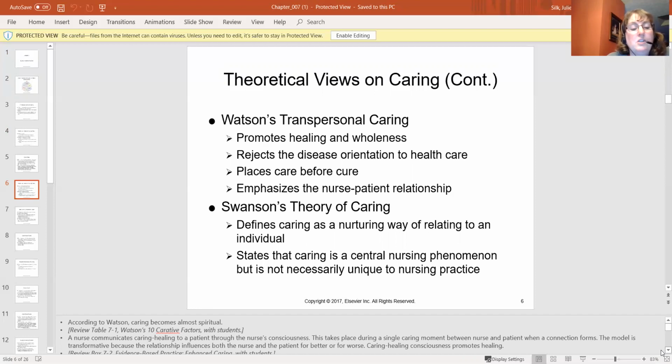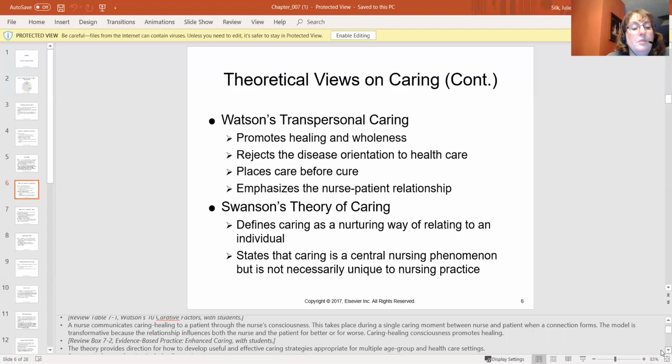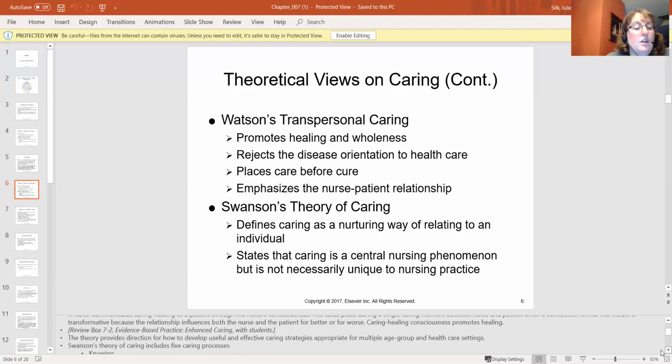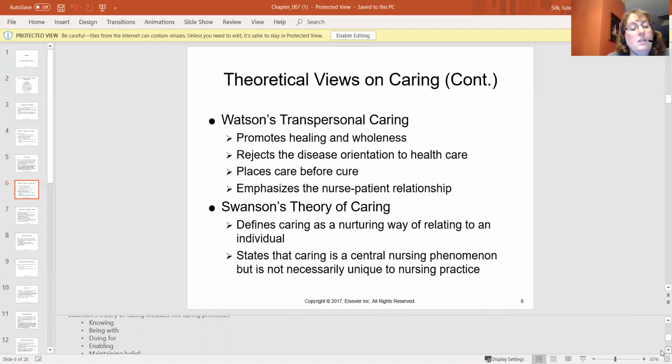transformative because the relationship influences both the nurse and the patient for better or for worse. Caring and healing consciousness promotes healing. The theory provides direction for how to develop useful and effective caring strategies appropriate for multiple age groups and healthcare settings. Swanson's theory of caring includes 5 caring processes: knowing, being with, doing for, enabling, and maintaining belief.